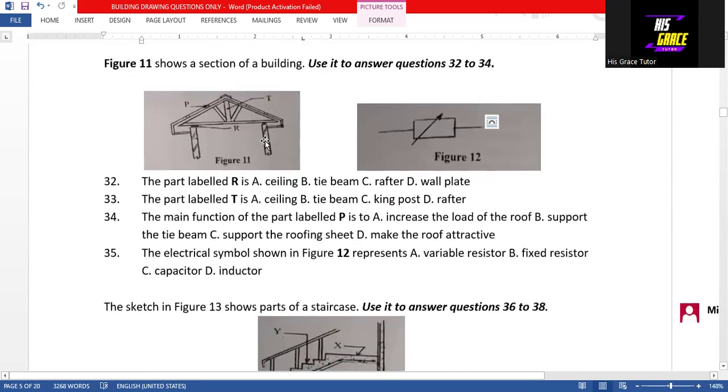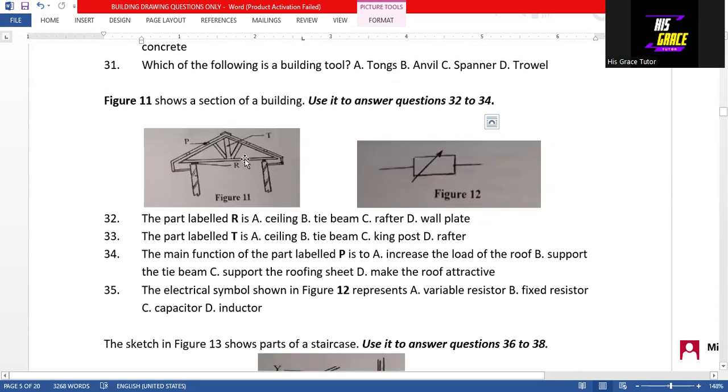Then we have to use this diagram to answer question 32 to 34. So we are making use of this diagram. So let's start. So question 32 says that the part labeled R is a wall plate. Option D is the answer to question 32. Then question 33, the part labeled T is a king post. So option C is the answer to question 33.